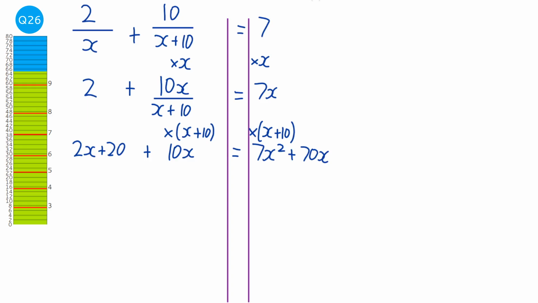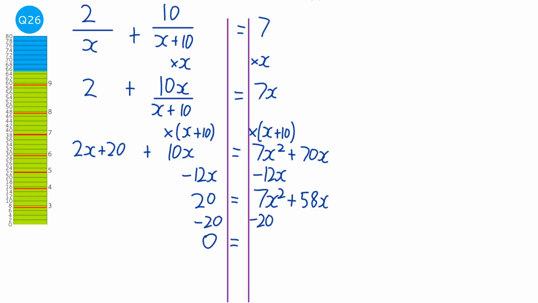Next step we're going to do is just move everything on the same side. Now, I normally keep the x squareds positive if I can. So wherever the x squared is, I move everything else to that side. So we're going to collect the 2x and the 10x, and we're going to take away 12x from both sides. So we've still got that 20 on the left hand side, and here we have 7x squared, plus 58x. I'm going to take away that 20 from both sides, because with quadratics, to solve them, we always need it to equal 0.